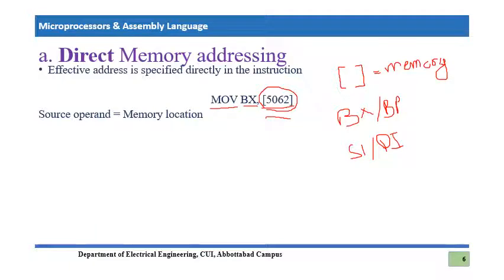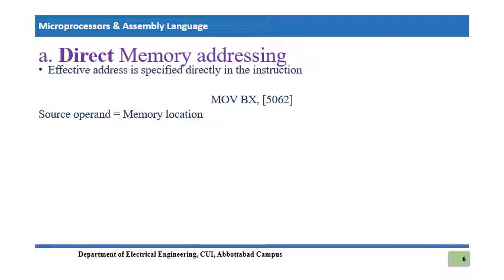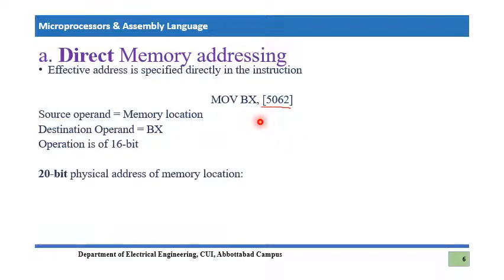So the source operand is a memory location, as we can clearly see here, right? That memory location is serving as the source operand. The destination operand is BX, so whatever data is stored inside that location will come into BX. The operation is 16-bit. Why? Because BX is an internal register and it is a 16-bit register. So the overall operation of this instruction will be 16-bit.